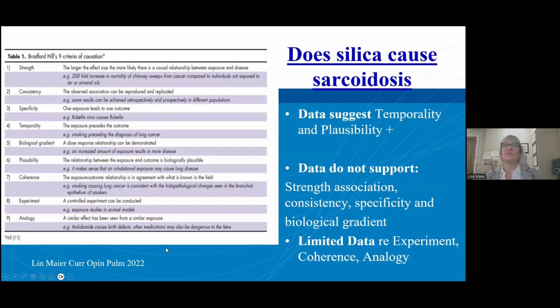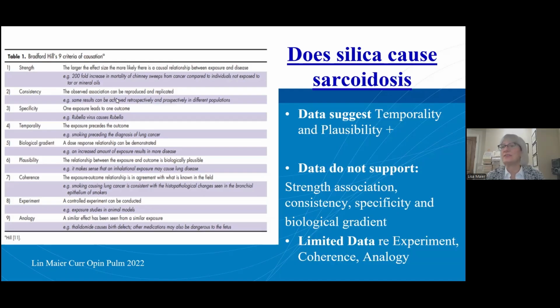And Nancy looked at this and I think did a really nice job of looking at Bradford Hill's nine criteria for causation. And again, I'll just go through quickly that the World Trade Center meets many of these. It meets strength of association, consistency, temporality, biological dose, plausibility, and coherence, because we do find similarities to sarcoidosis. We also find HLA variants.